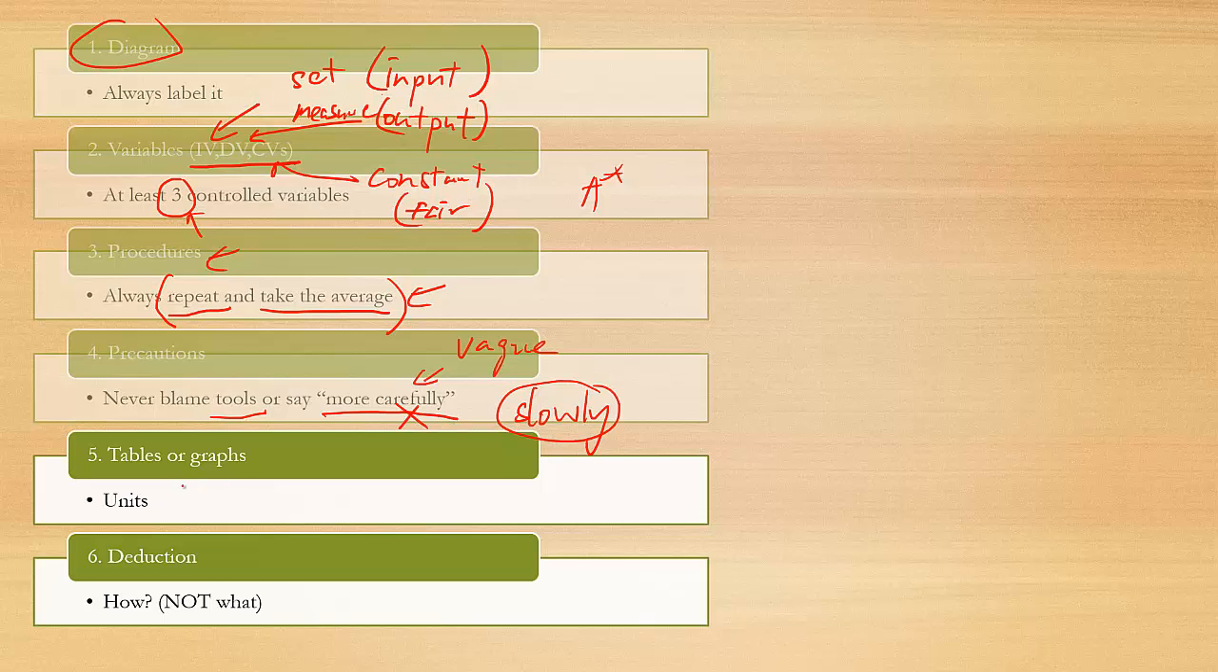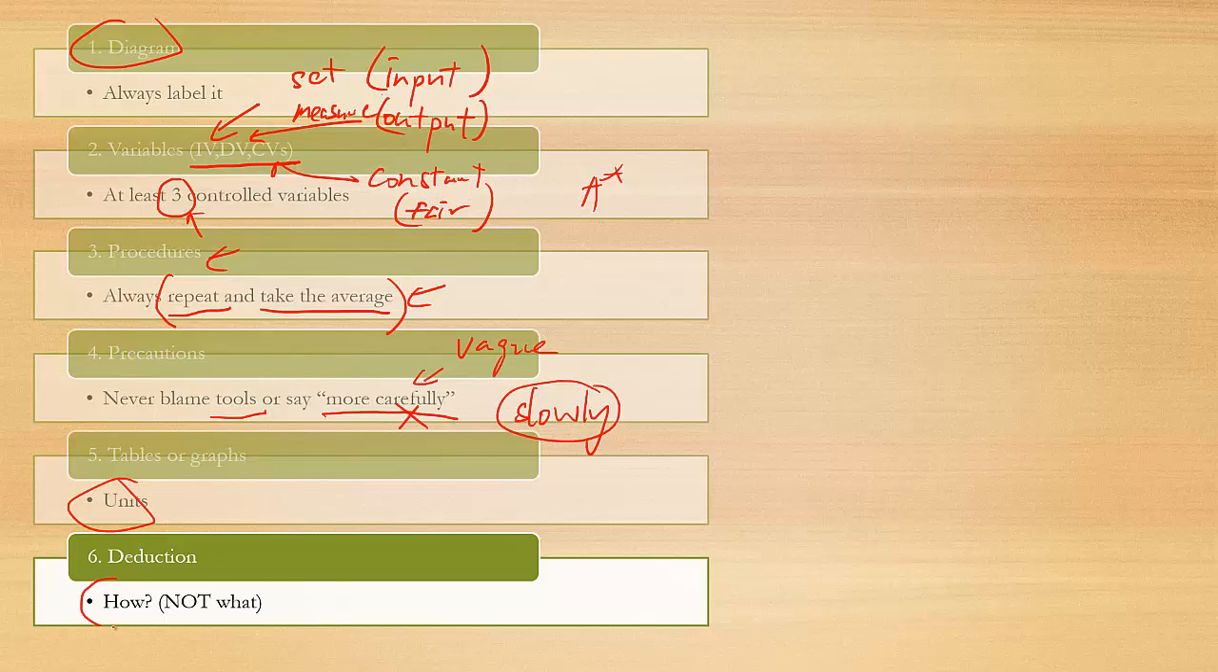Number 5 is the table and graphs. Sometimes the table is better, sometimes the graph is better. It really depends on the situation. But no matter what, you should remember to put down the units. And later on, I'll show you some examples. And lastly is the deduction. I will try not to say it is a conclusion, because it's not about how your prediction is. That means what your prediction on the experiment result is.